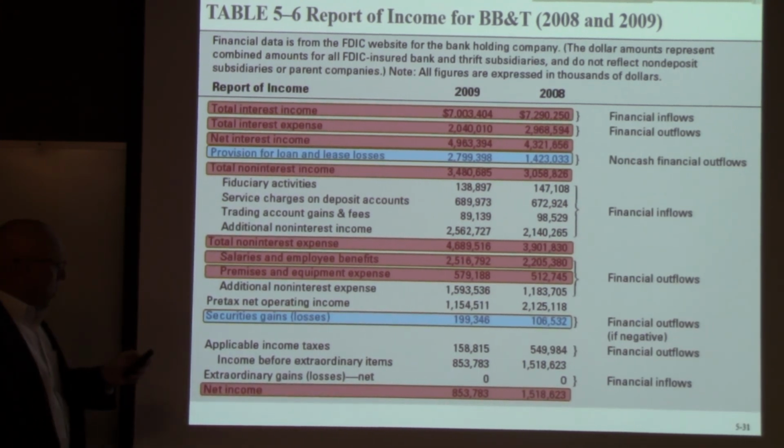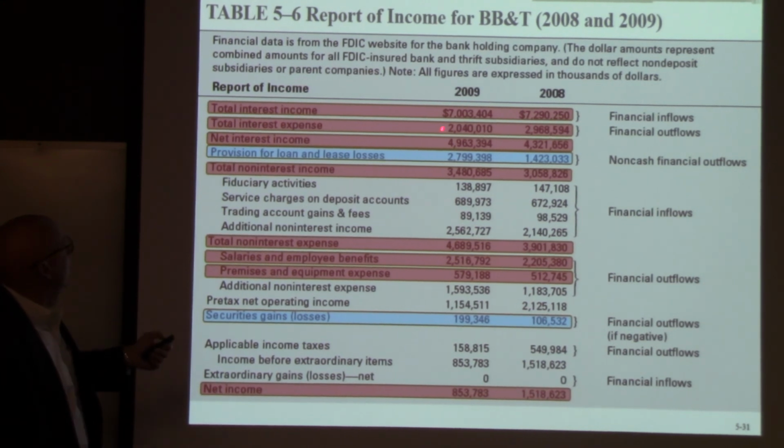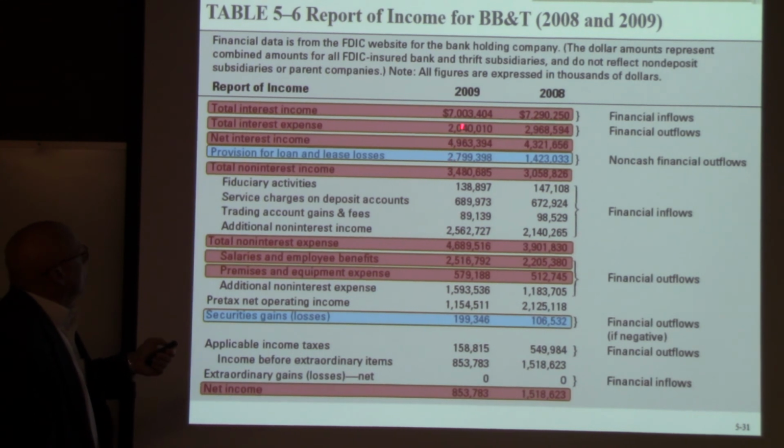All right, so we have interest income of, let's say, 7 million. And we have net interest income of 5 million. So we have $5 million there, and we have 2.8 million in provision for loan losses. So 5 minus 2.8 is 1.2 million, is what they're making through their lending and securities.